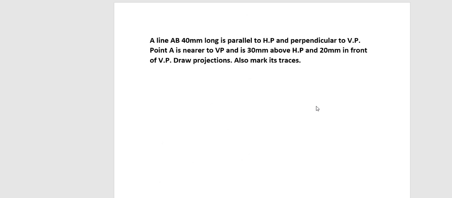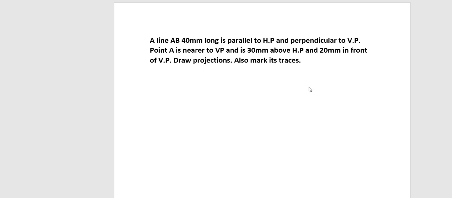So I think you were given this problem in the last class with Divya ma'am, and I guess you were given this question till this point only. You also have to mark its traces. Let me repeat the question. It is a line AB, 40 millimeter long. It is parallel to HP and it is perpendicular to VP. The point A is nearer to VP and is 30 millimeter above HP and 20 millimeter in front of VP. So draw projections and also mark its traces.